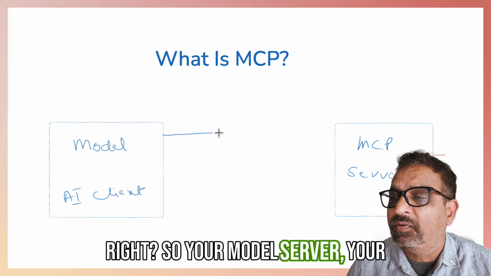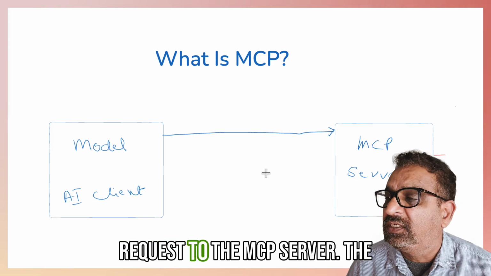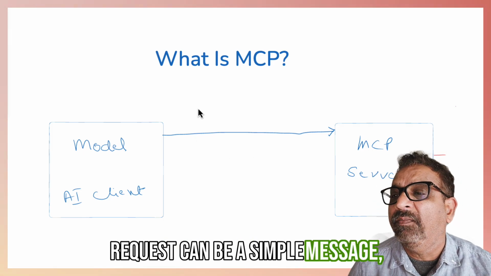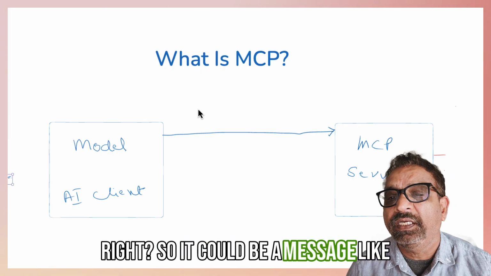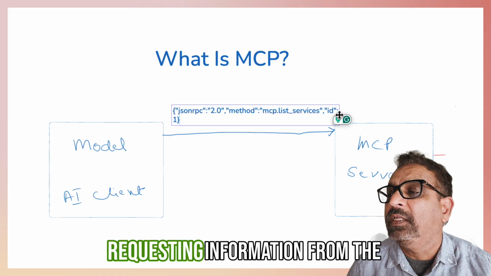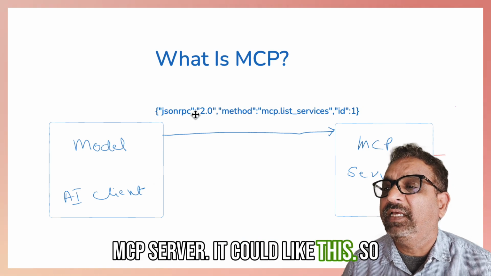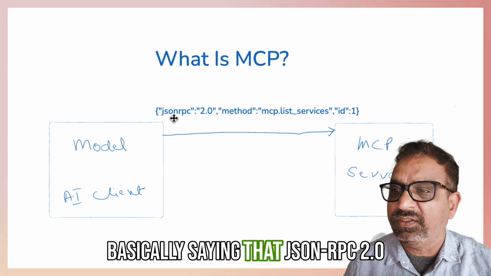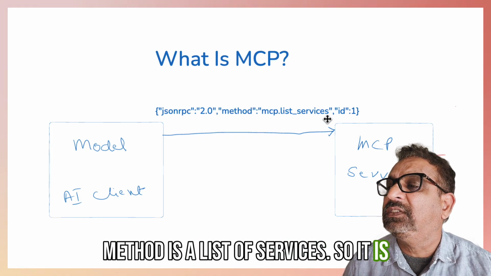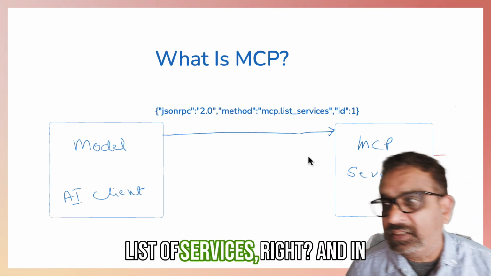Your AI client will send a request to the MCP server. The request can be a simple message. Let me show you this. It could be a message like this, requesting information from the MCP server. It is saying that the JSON-RPC 2.0 method is a list of services. So it is sending a message to the MCP server asking it to provide the list of services.